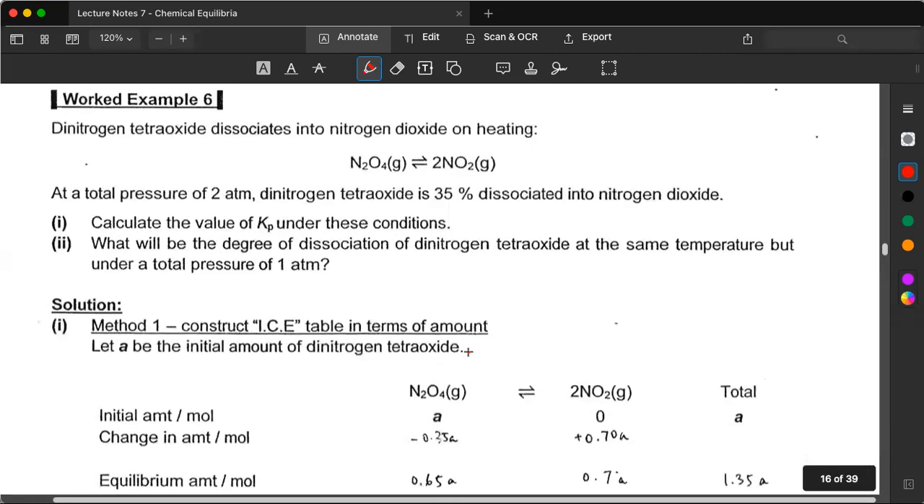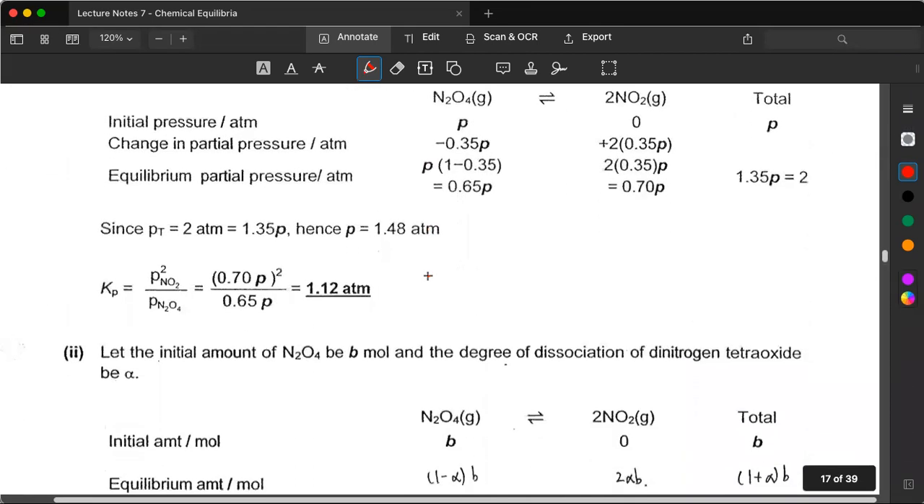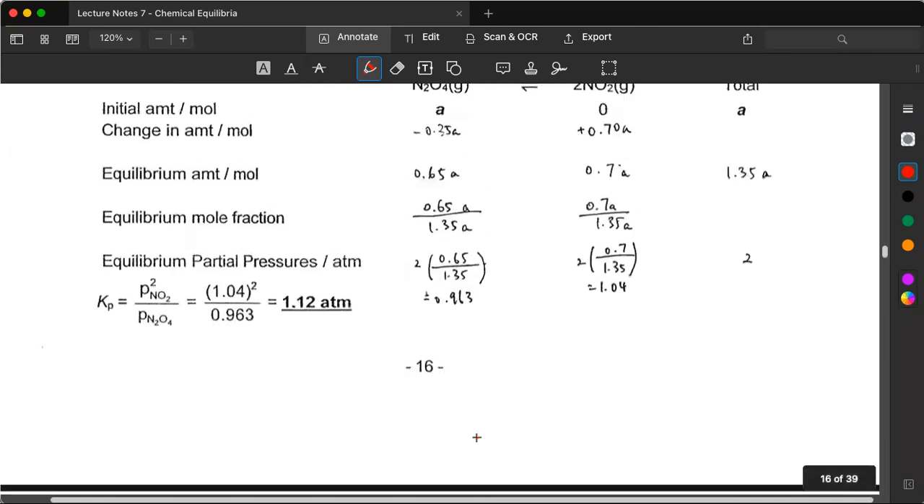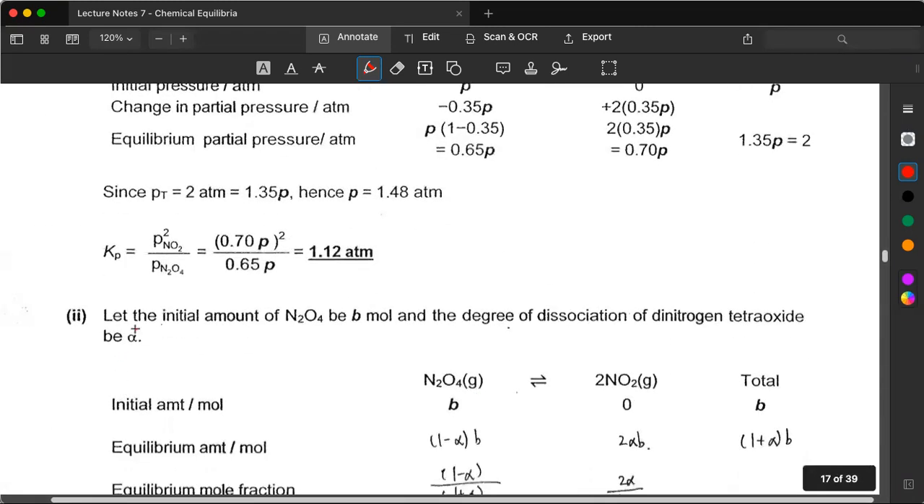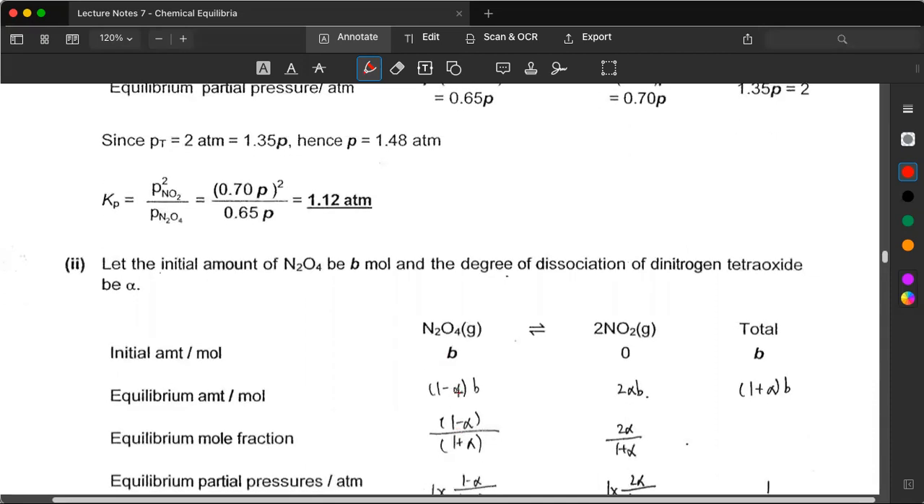Then the next question asks what will be the degree of dissociation? Now you change the pressure to 1. Okay, fine. So you have B. Now the degree of dissociation becomes the unknown. So you let alpha be the degree of dissociation. 1 minus alpha times B, 2 alpha B. Total equilibrium amount is this plus this equal this, mathematically. Because alpha minus plus 2 alpha becomes plus alpha.